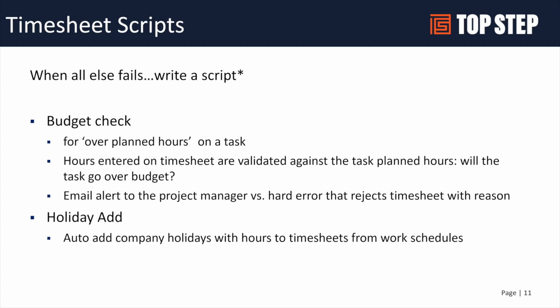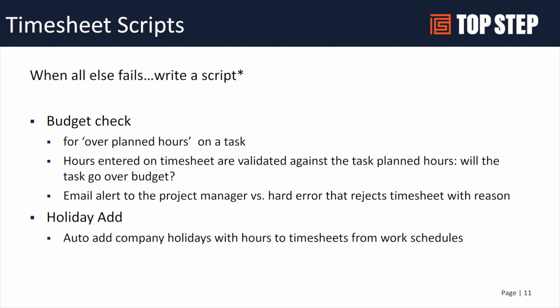Most customers just allow you to go over the planned hours and then deal with it after the fact. Some customers want to be more proactive than that. And so what we've been asked to do is basically do a budget check script. So you submit your timesheet, it goes to a dummy approver. It is a user license, but it's basically a gate where a scheduled script is running on all the timesheets in that dummy approver's queue.